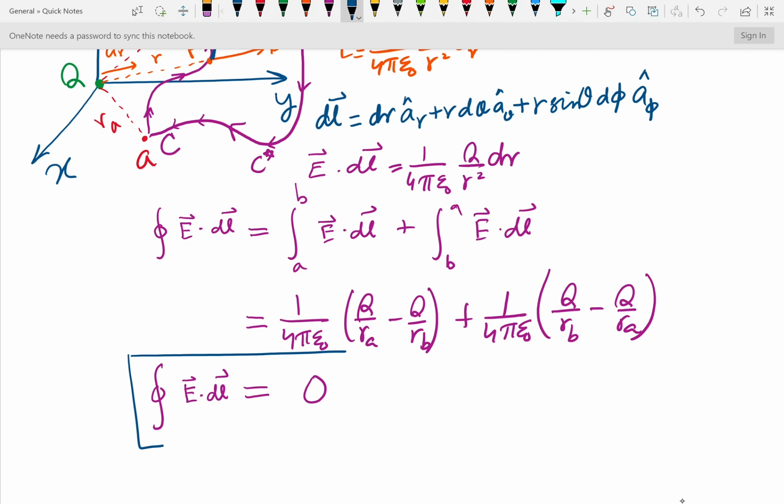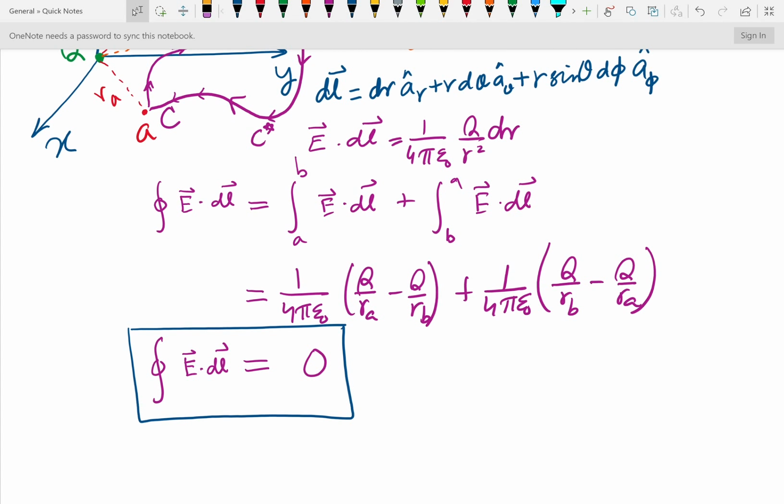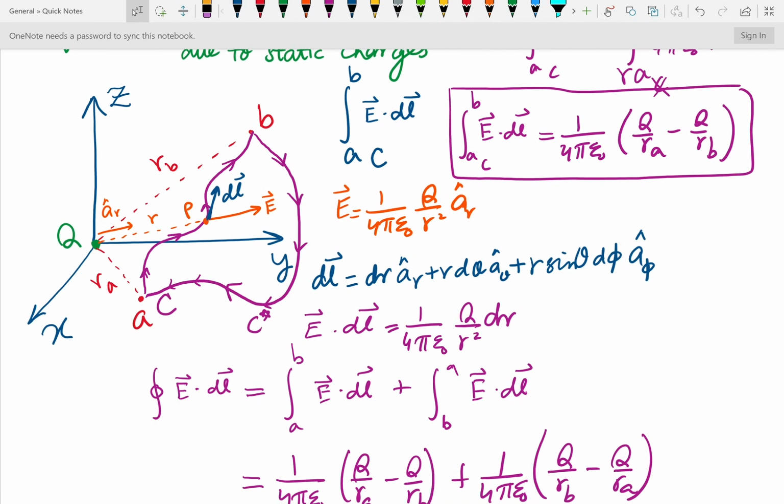The line integral of the electric field due to a static charge around a closed path will be equal to 0. And this is independent of the points A and B. I just took them arbitrarily. Now, if you look at this closed path, it can be considered as the boundary of an open surface S with the unit vector normal n, directed as shown in the figure.